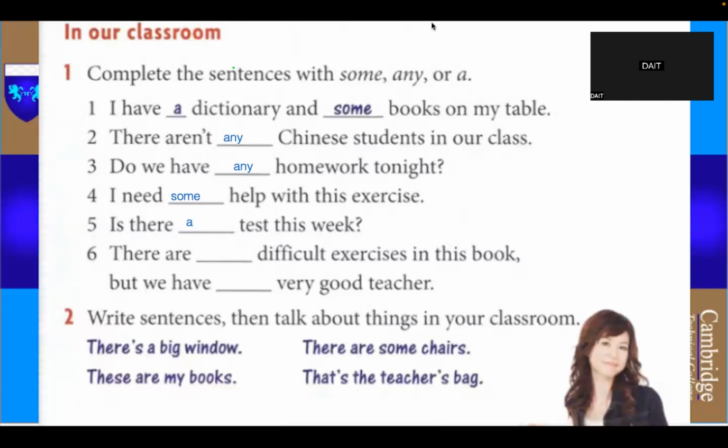Here we can use any on one condition: if we have plural. If we have tests, we can say, is there any tests this week? So A is the correct answer, very good. 6, there are difficult exercises in this book. There are some, any.